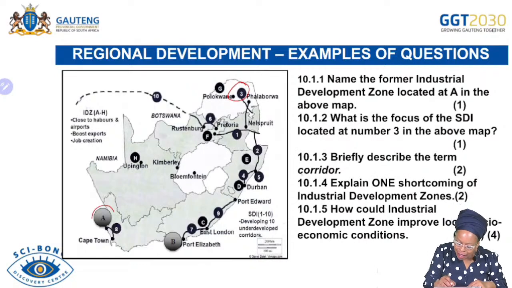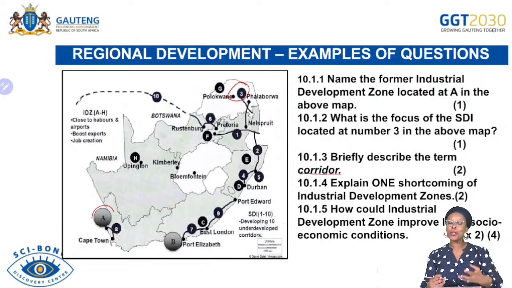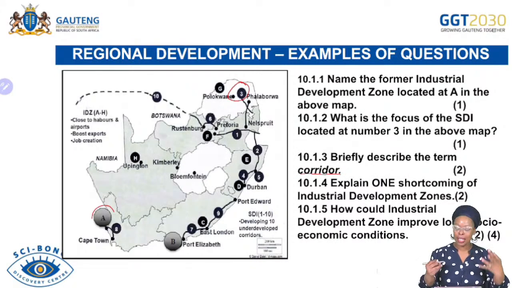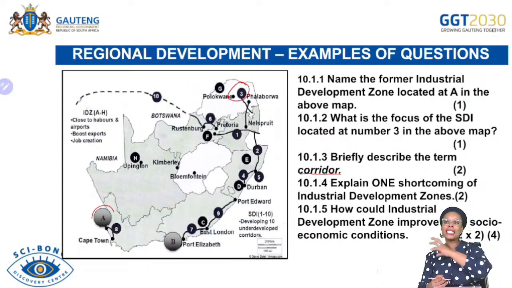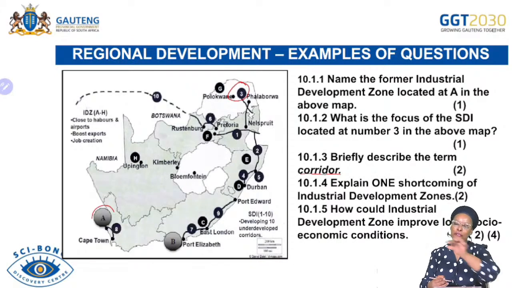Look at 10.1.3. Describe briefly the term corridor. So it is important that you know corridors. 10.1.4, explain one shortcoming of industrial development zone. This one you'll have to explain in full, even the corridor in a full sentence.